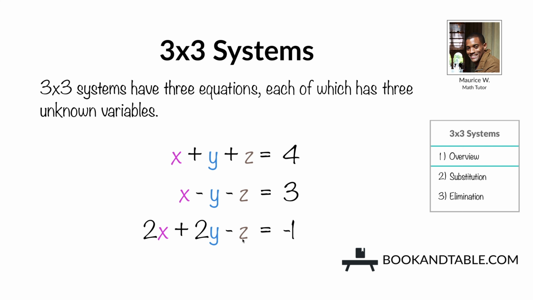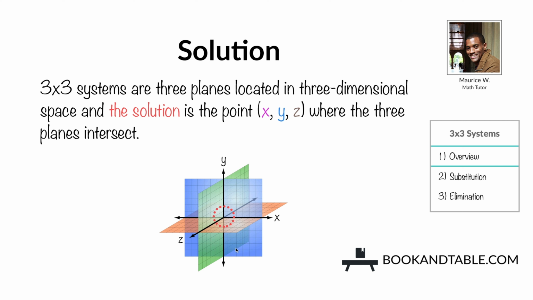So throughout this chapter, we'll take a look at several different methods we can use to find the individual values of each variable for these equations. Now the solution to a 3x3 system is a little bit different than the solution to a 2x2 system, since in a 3x3 system, we are working in three-dimensional space now instead of a two-dimensional plane. So 3x3 systems are three planes located in three-dimensional space, and the solution is the point, or the x, y, z coordinate, where the three planes intersect.